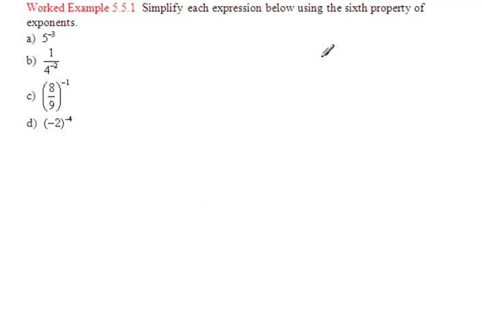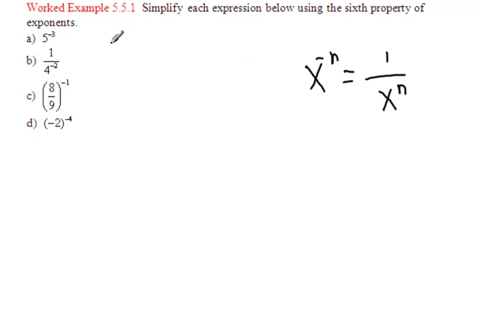Simplify each expression below using the sixth property of exponents. Property 6 says, if we're given a problem that has a negative exponent, we can change it into a problem that has a positive exponent, which we're more comfortable with. The way to do it is to take the base and put it on the other side of the fraction. So x to the minus n specifically would become 1 over x to the positive n.